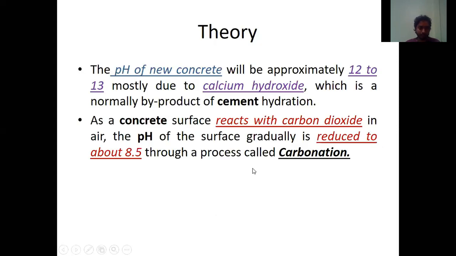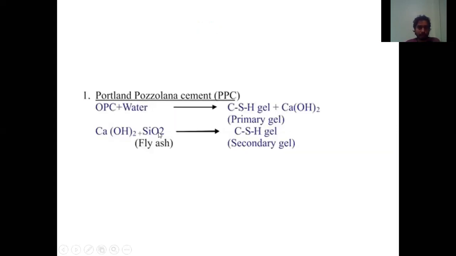Next, first we'll see the theory. What is the theory behind this carbonation test? The pH of concrete, as you know, is high. That means it is alkaline, nearly 12 to 13, mostly due to calcium hydroxide. As you know, in the chemical reaction of cement and water, we get two things. First is CSH gel, and second is calcium hydroxide, which is normally the byproduct of cement hydration. I will just show you how it is.